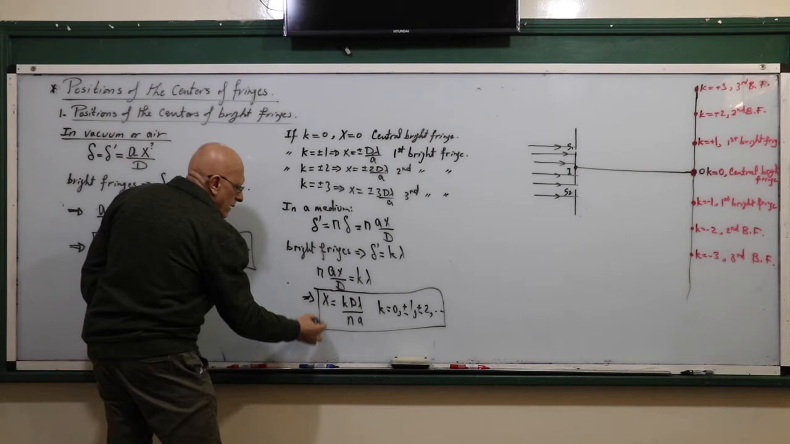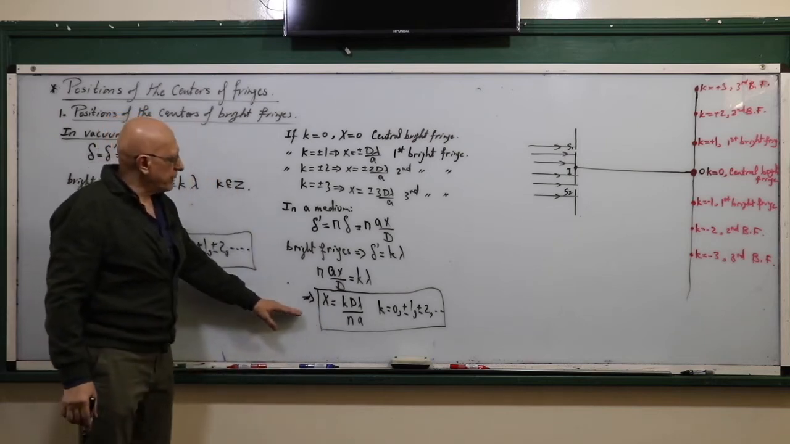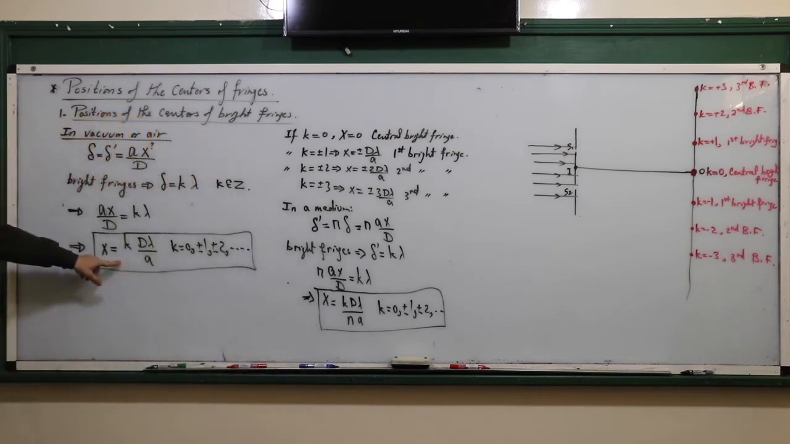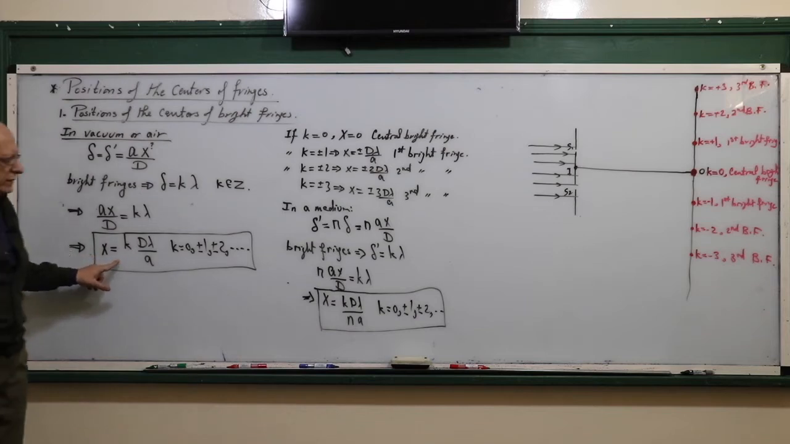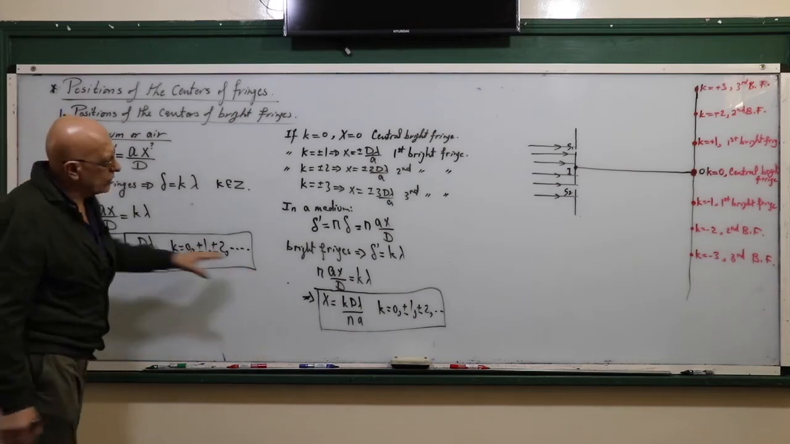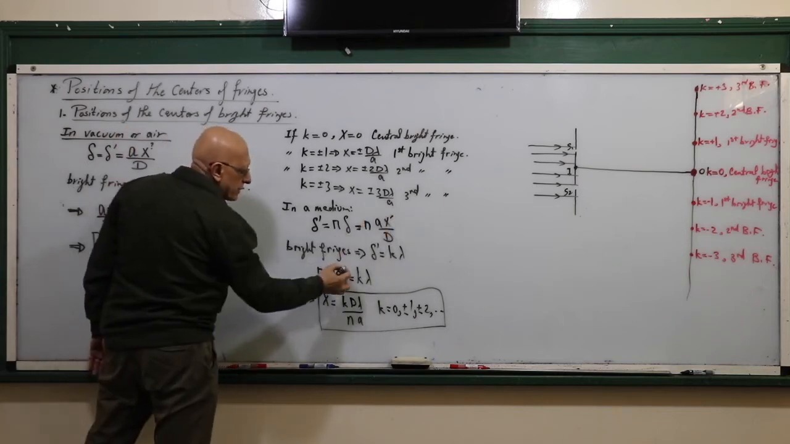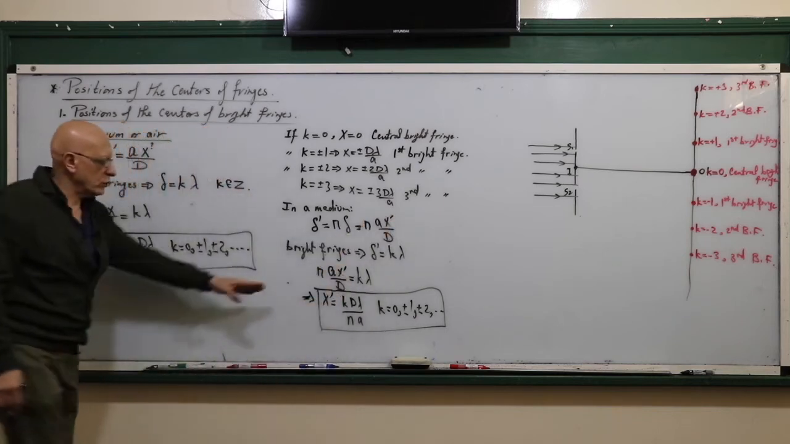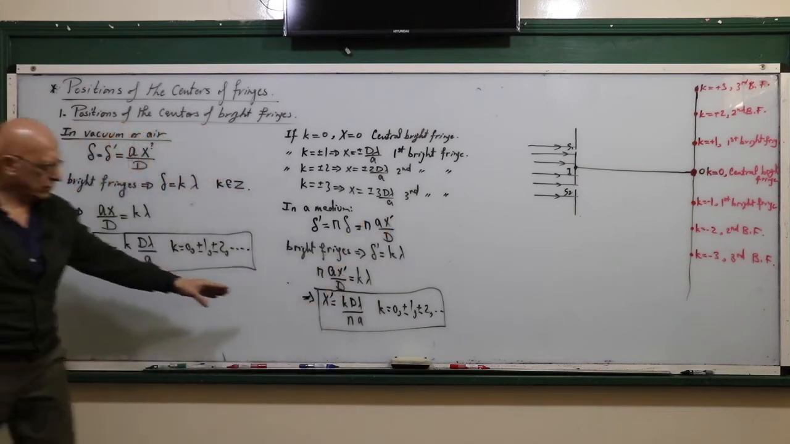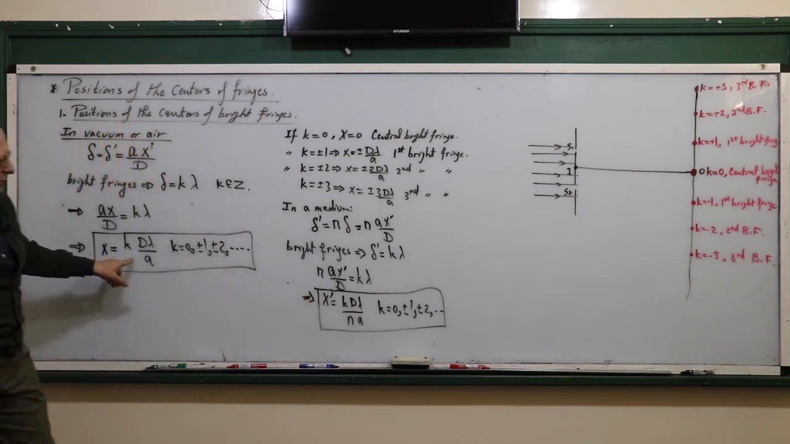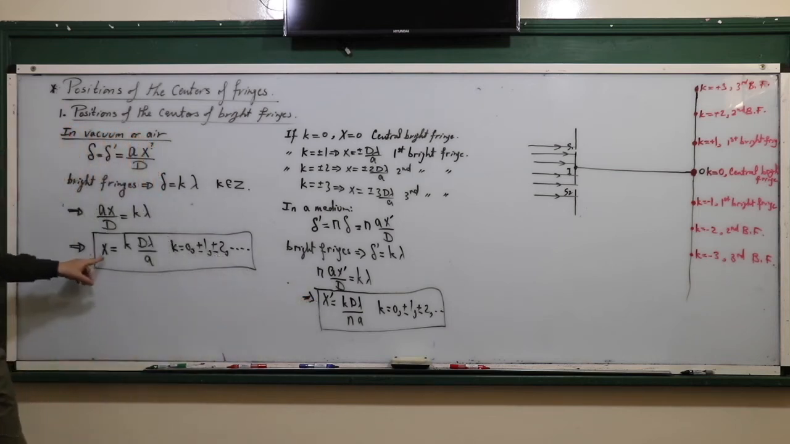Okay? If I want to compare it with this in vacuum or air, to distinguish between the two, I am going to call this x prime. If you don't want to compare, you can leave it x. But because I want to compare, I put this x prime and this is x. What do you notice here?